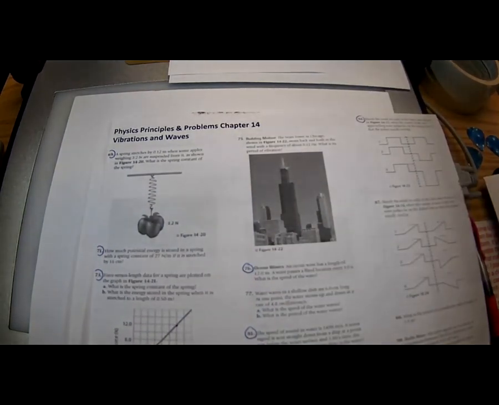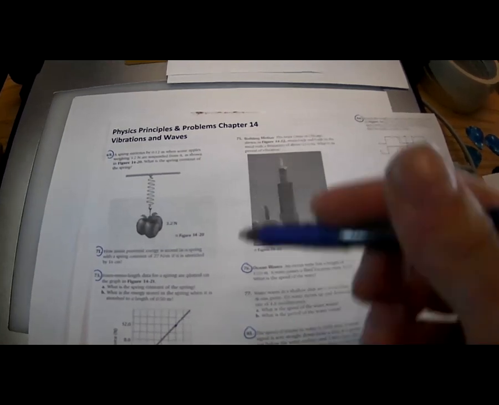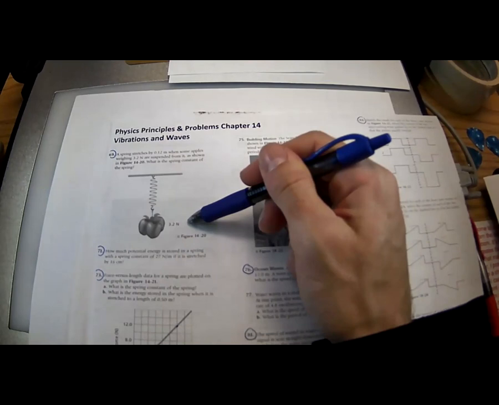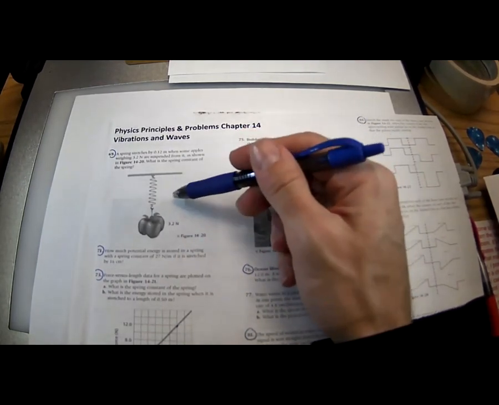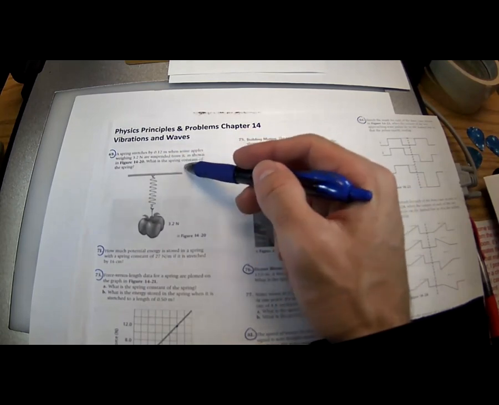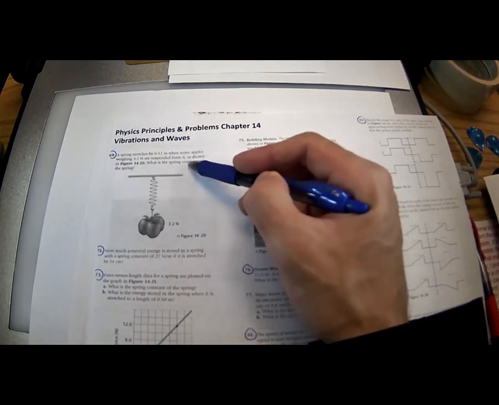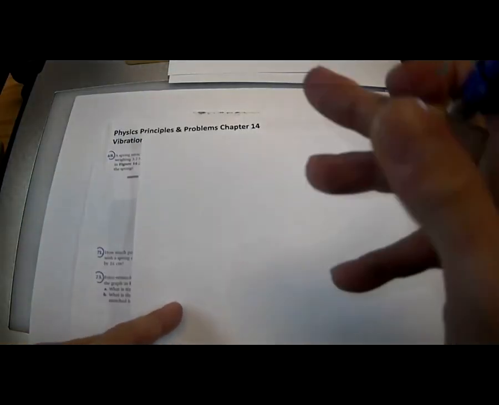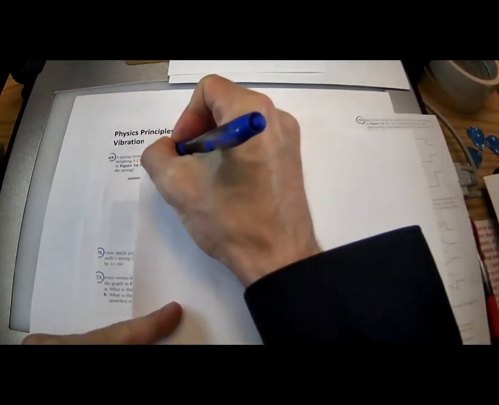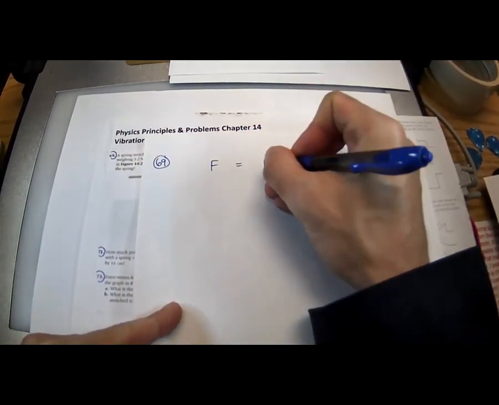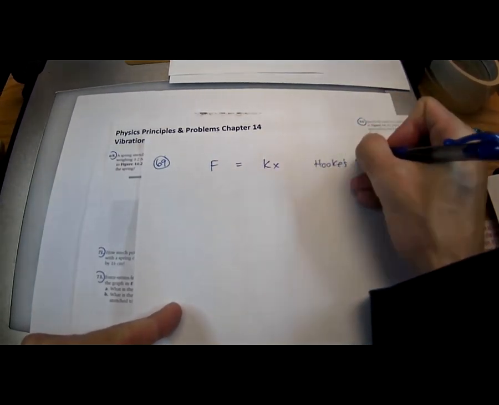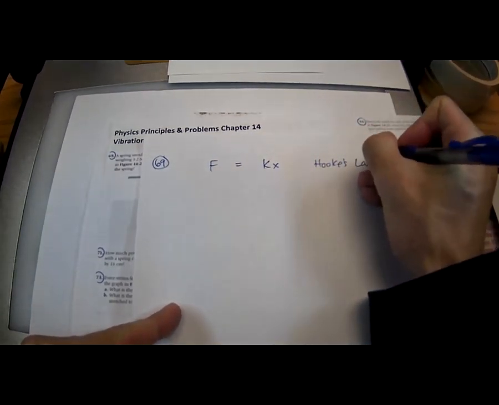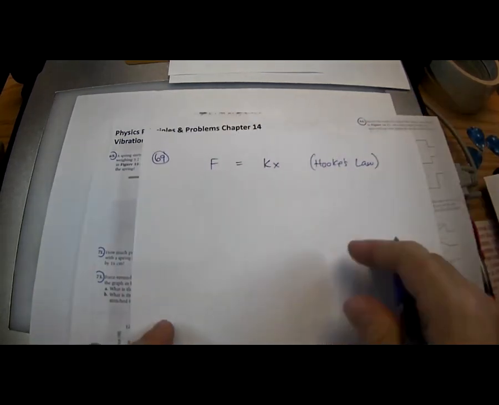This is Hooke's law. You guys remember Hooke's law? F equals kx? That's exactly what this is, because the weight of the apples is a force. The amount it stretches is x, the displacement from the equilibrium position. And the question is, how stiff is the spring? What's the spring constant? So it's going to go F equals kx. Remember, this is Hooke's law.